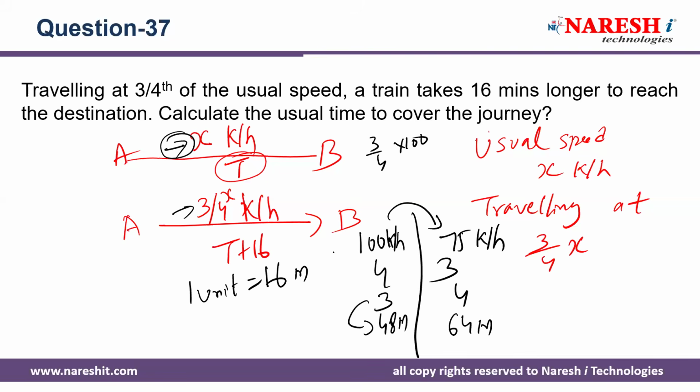Calculate the usual time. Which is the usual speed I've taken? I assume the speed is 100. So what is the time taken? 48 minutes. That's your answer. So the same logic can be used. If you take any other speed value also, still you will get 48 only.